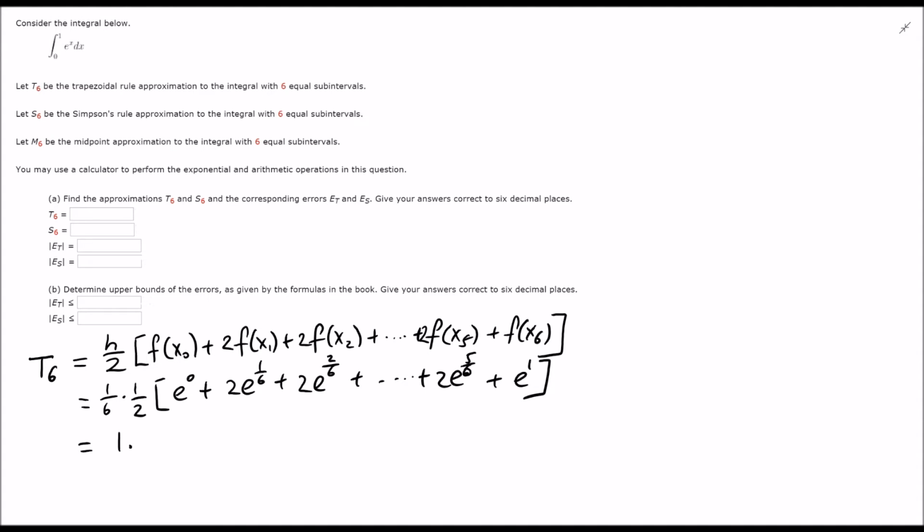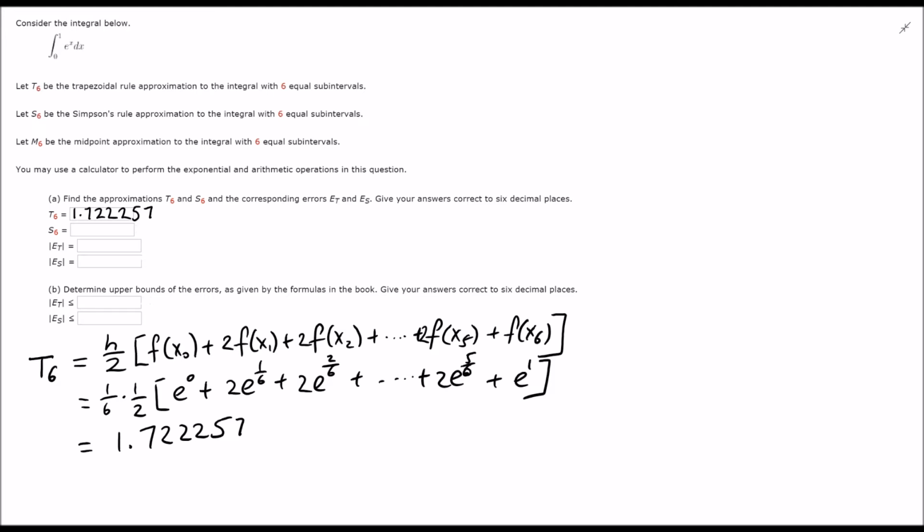So if we put all this into a calculator, we get the final solution to be 1.722257 to 6 decimal places. I'll write this into our answer box up there.